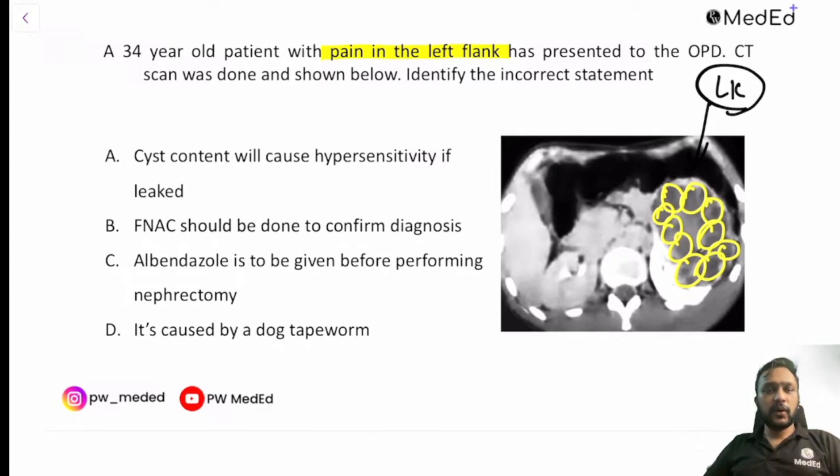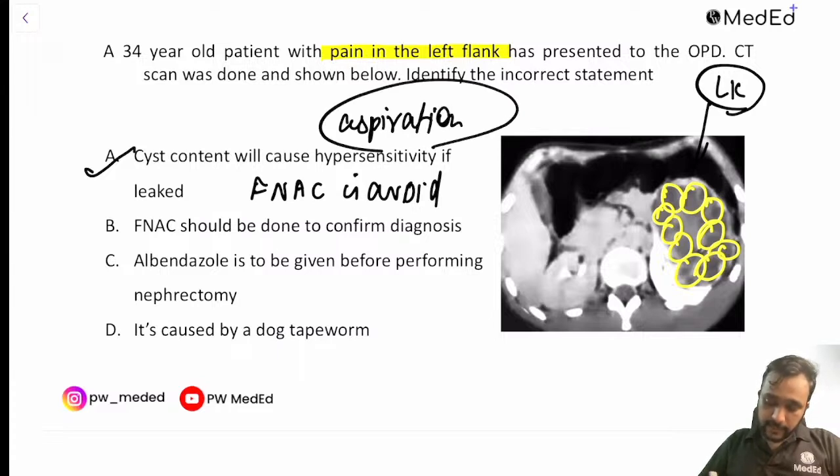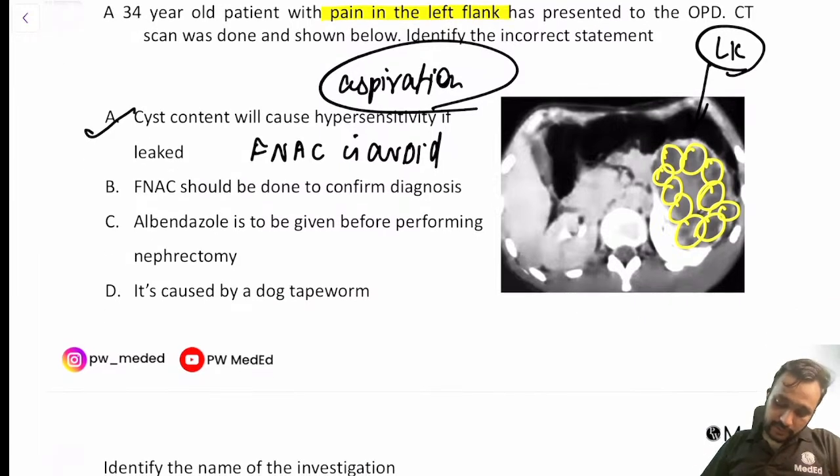Cyst content will cause hypersensitivity if leaked. Yes, this statement is true. Cyst contents can cause hypersensitivity. That is why FNAC or aspiration is avoided, especially if it is in a subcapsular location, because a rupture of the cyst can cause an anaphylactic reaction, right? So FNAC should be done to confirm the diagnosis.